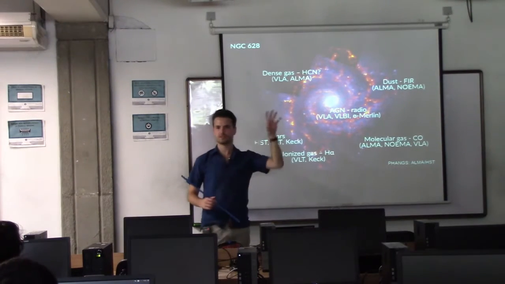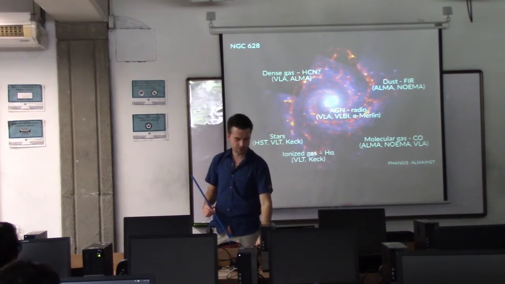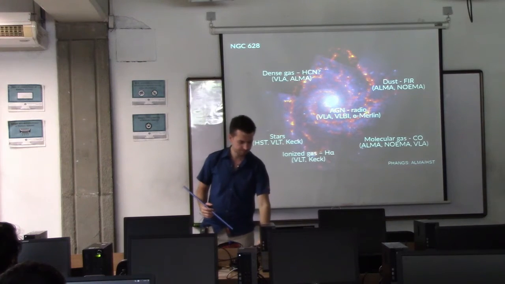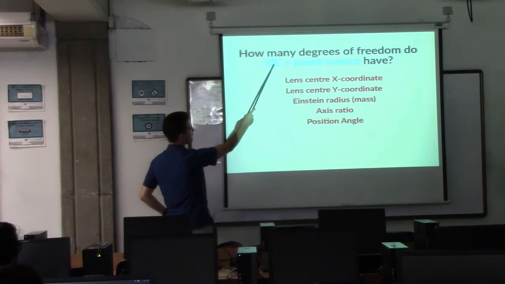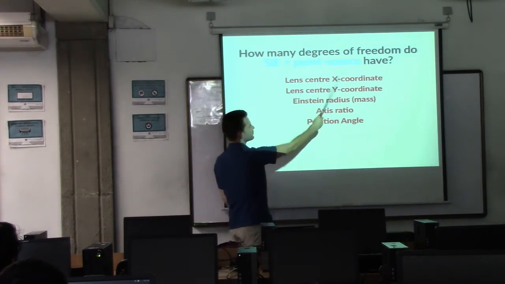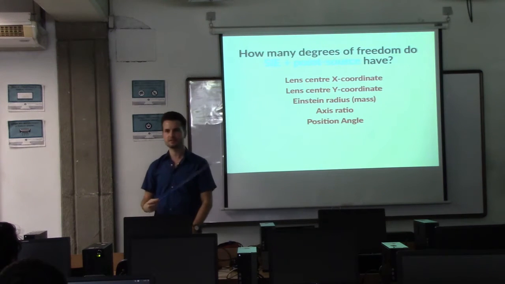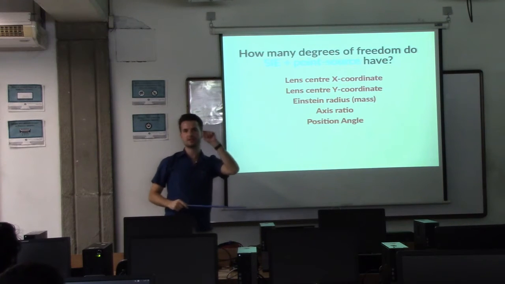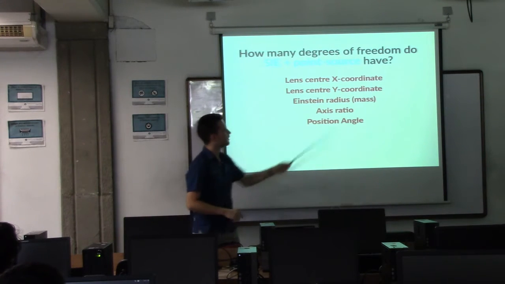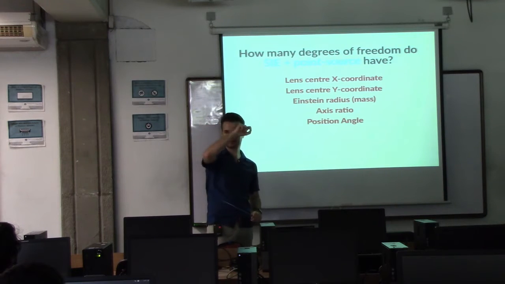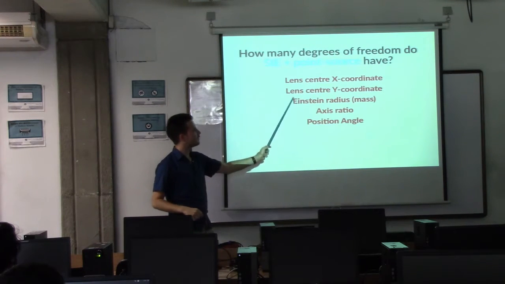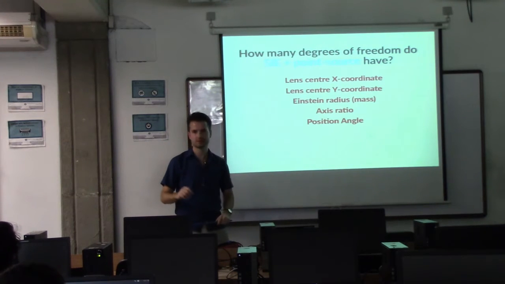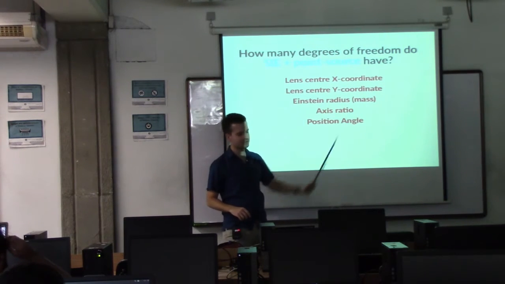So just take a singular isothermal ellipsoid and a point source, and the question is, how many degrees of freedom do we have? So we have a singular isothermal ellipsoid, and we have a point source somewhere. So the lens gives us these degrees of freedom. Where is the lens located in the sky? That has 2 degrees of freedom, the x and y coordinate. What is its Einstein radius or mass for the singular isothermal ellipsoid? So that's the 3rd degree of freedom.